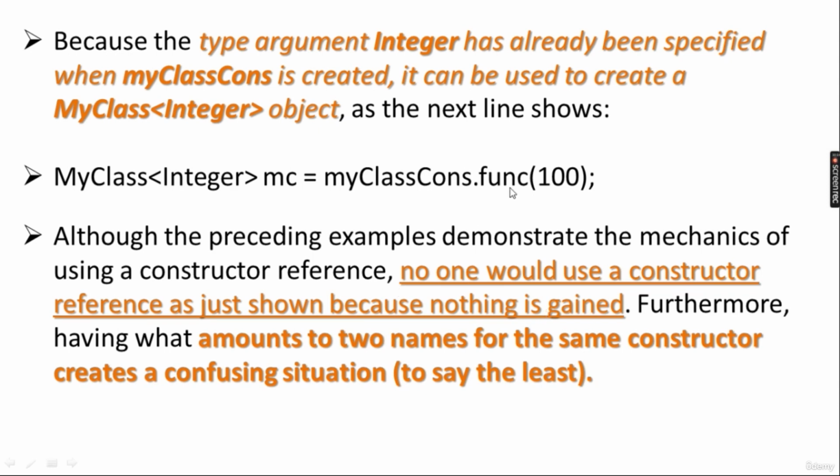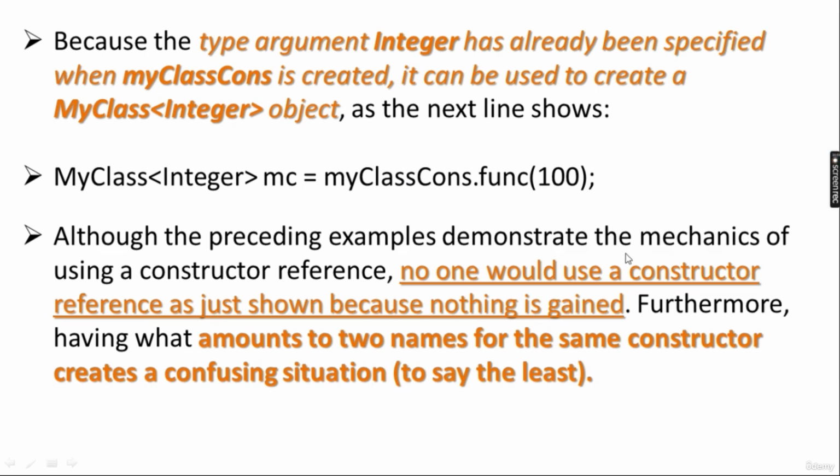So here we are creating the MyClass<Integer> object. MyClass<Integer> mc is equal to myClassConstructor, the functional interface reference variable name, dot func(100).